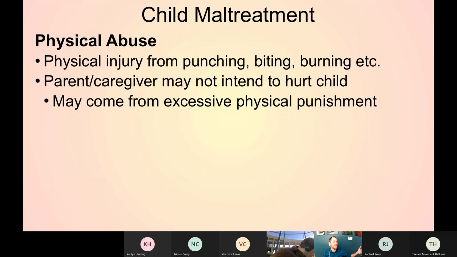Going from punishment, let's now talk about physical abuse. Like I mentioned, a lot of times abuse comes from excessive punishment. So it crosses that line from punishment into abuse. One of my least favorite topics to talk about, definitely a difficult subject to discuss, but an important one to know and be aware of, as well as some risk factors and protective factors for it. Physical abuse is defined as physical injury from punching, biting, burning, those kinds of things. In many of these cases, the parent might not be intending to hurt a child, but it might be coming from excessive physical punishment.